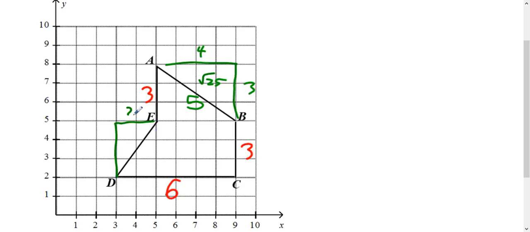Turn that into a triangle. You get 2 and 3. So 3 squared plus 2 squared, that's 9 plus 4, 13. Square root of 13 is that side length. And then you add them all up.